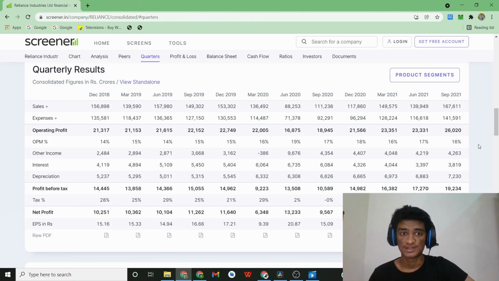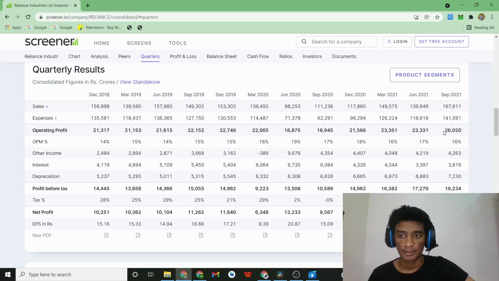So let's quickly summarize what we discussed just now. So starting with the sales, sales include all the activities of selling of goods and services. So this figure will tell you the total sales that the company made in that particular quarter. Then you have the expenses. So expenses include all the expenditure of the company, and when you deduct the expenditure from your total sales, what you get is called your operating profit.